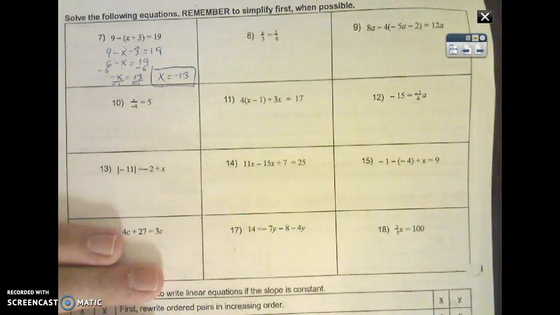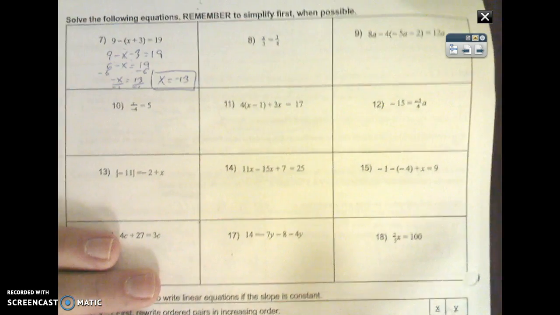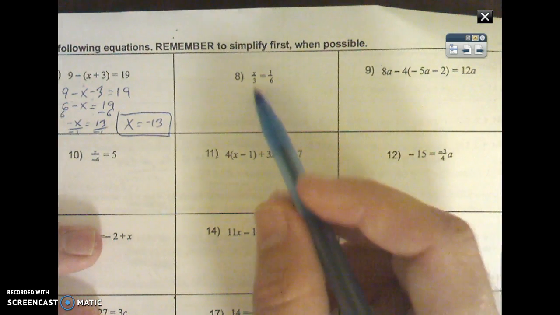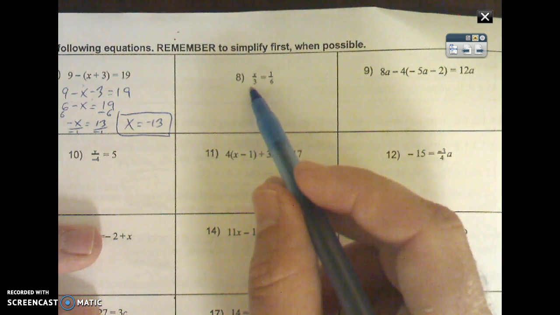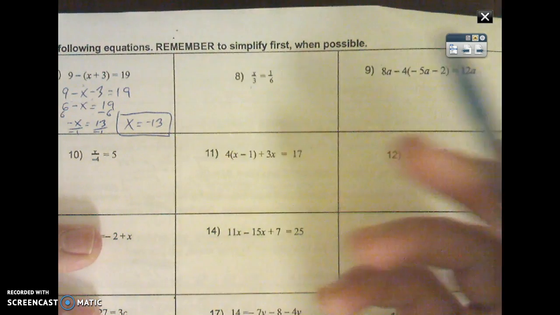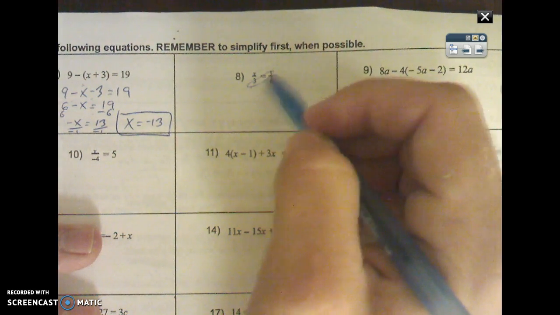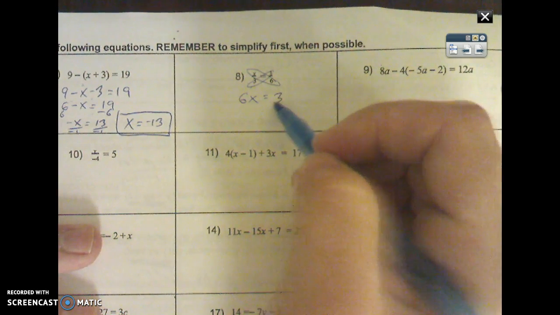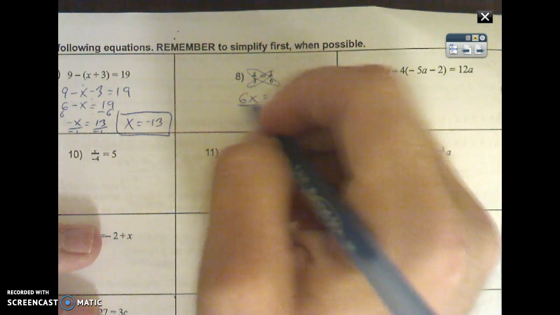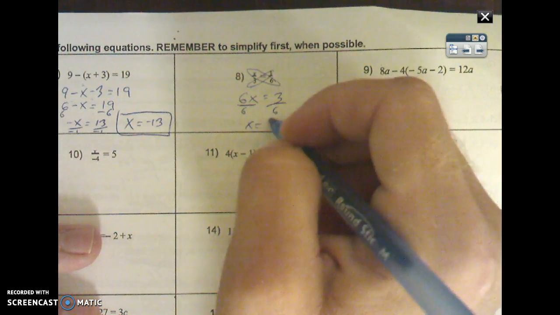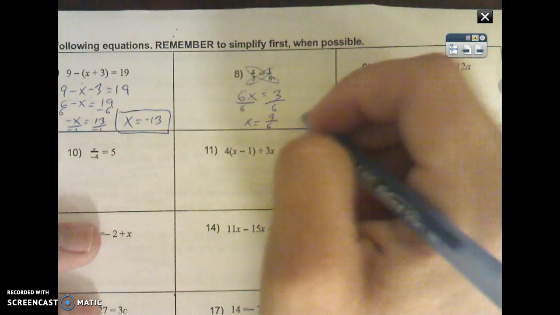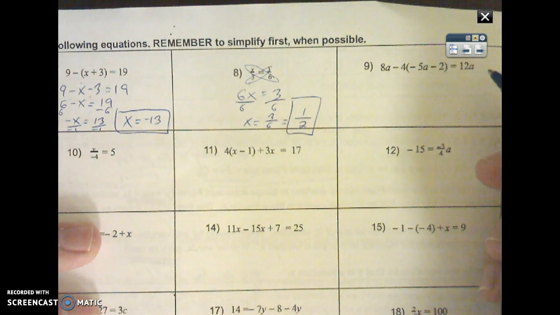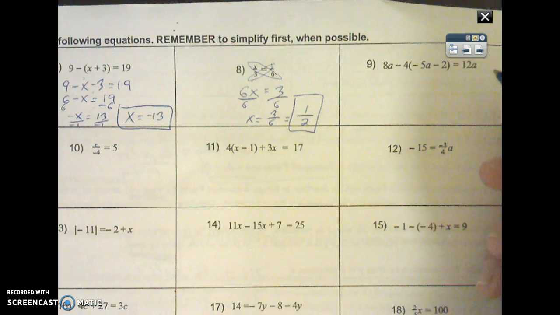Number 8, x over 3. Let me zoom in a little bit more. It's kind of far away, isn't it? Maybe I'll zoom in more. Okay. So for our number 8, x over 3 equals 1 over 6. Some of you can see it right away. All I got to do is cross multiply. 6x equals 3 times 1. Okay. Divide both sides by 6. I get 3 over 6. What's that reduced down to? 1/2. Alright. And again, I can check myself if I'd really like to, and I'll make sure that I'm right.